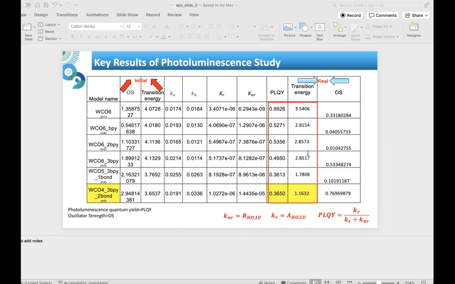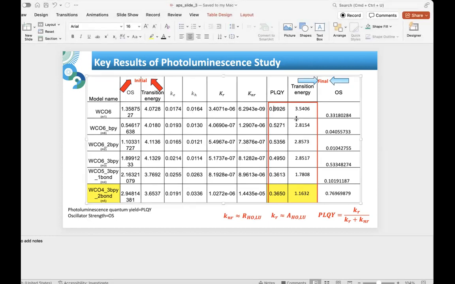which is a substantial efficiency level in this context. And when we see only tungsten, which we are using here as a reference structure, the PLQY is 0.9926, so that is almost 100%. That would mean that every absorbed photon results in the emission of a photon, which is an ideal scenario.